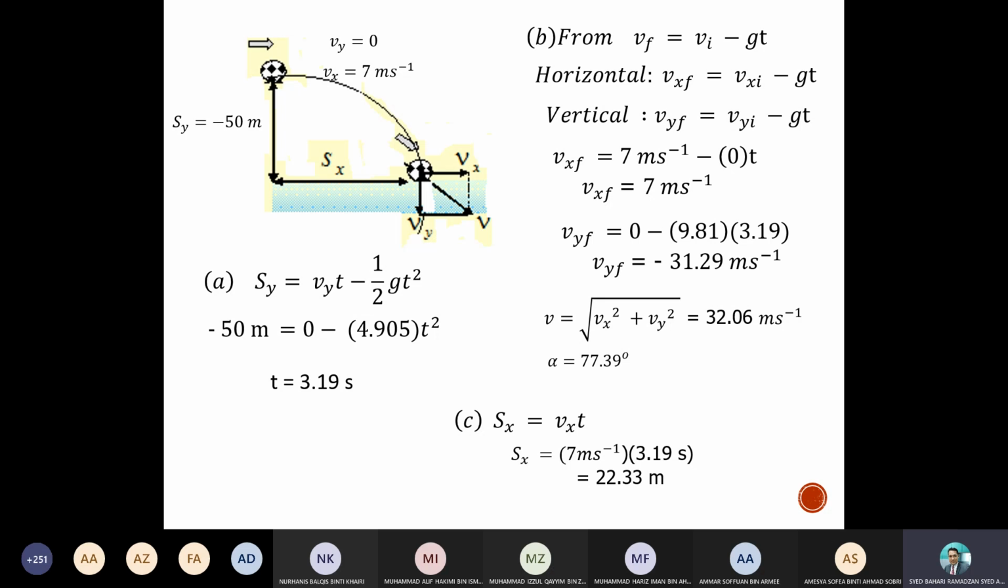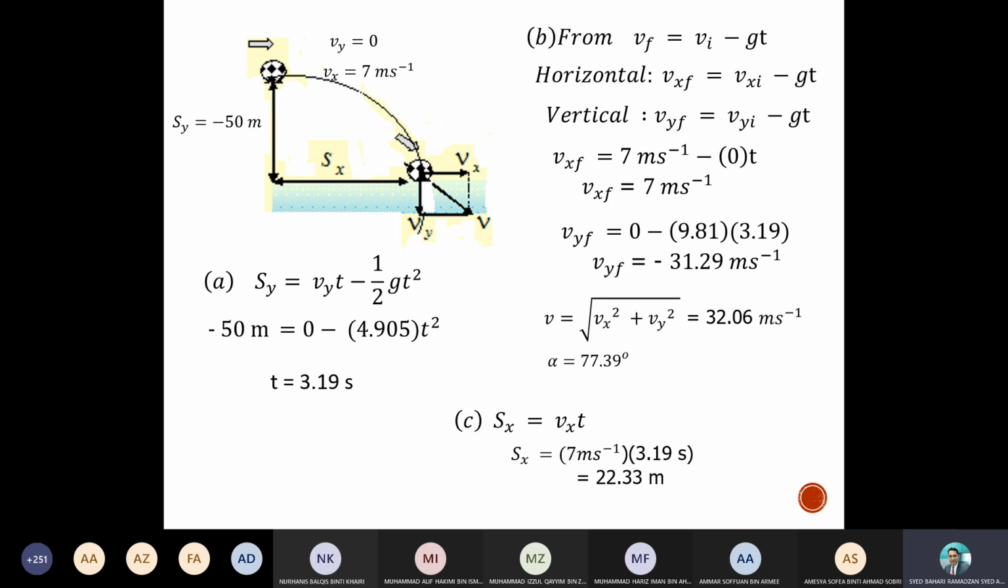Y is negative because it starts to go downward. You have the parabola, as I mentioned. This is upward and this is downward. Upward is considered positive, downward is considered negative. So you have S is negative 50, and then you have V initial, sorry, V initial and also Vy, because it starts here, which is counted as V initial.